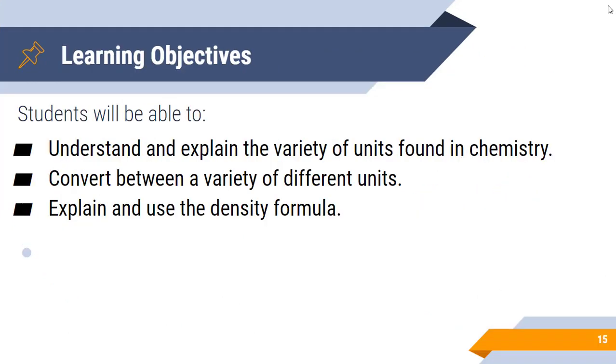Well, folks, that's the end of this video. Hopefully we were able to meet our learning objectives, that you understand the different units that are used in chemistry. You can convert between a variety of different units and then also explain and use the density formula. The key things here are that density formula and that dimensional analysis. That's going to appear on nearly everything that we do through the rest of the year. So it's really important that you understand how to do all proper conversions. We'll practice with some of this in class.